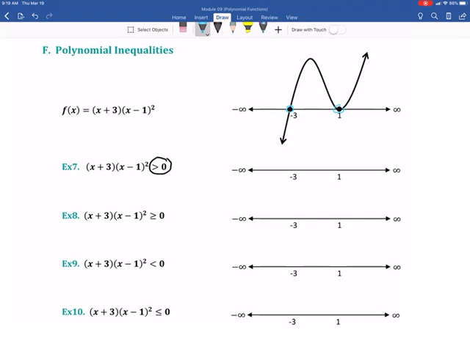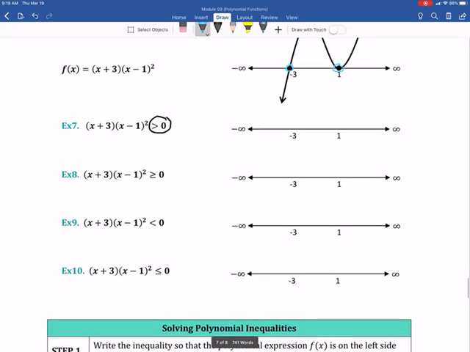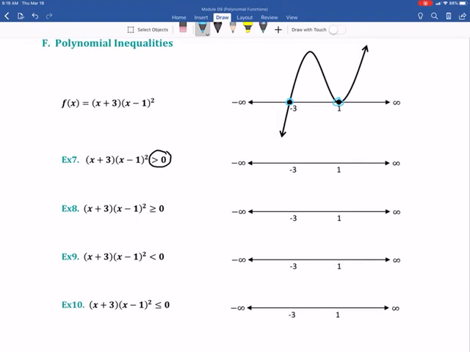Here's our x-intercepts, -3 and 1. So our graph is greater than 0 between -3 and 1, and also from 1 to infinity. It goes up forever. Now it's less than 0 from -infinity all the way to -3 down here. So again, you can see your graph between -3 and 1, and also 1 to infinity.